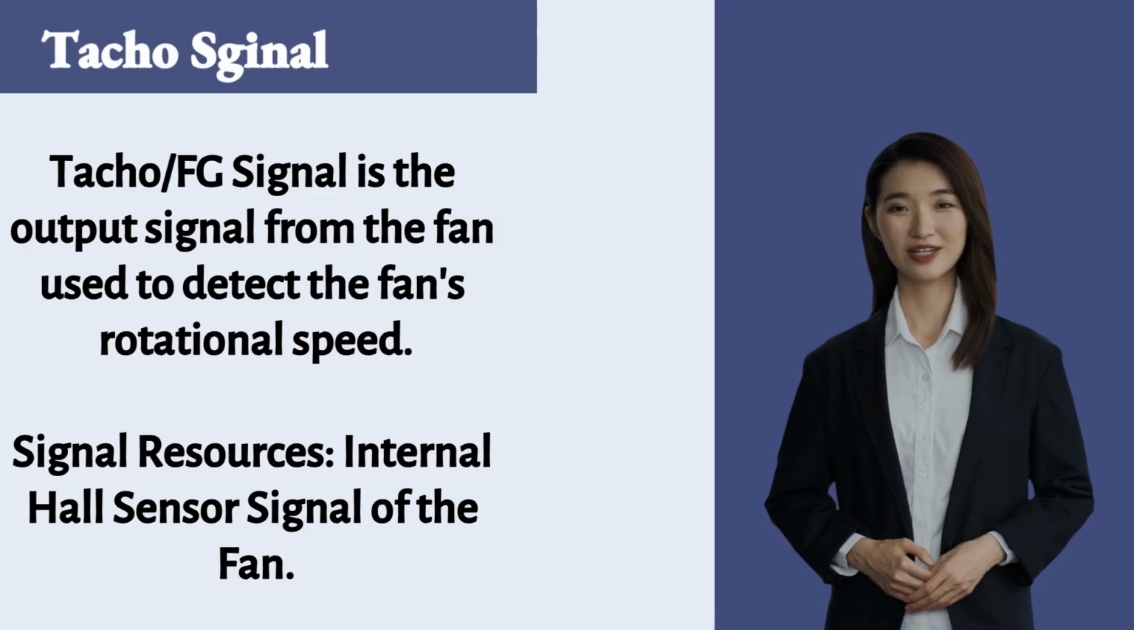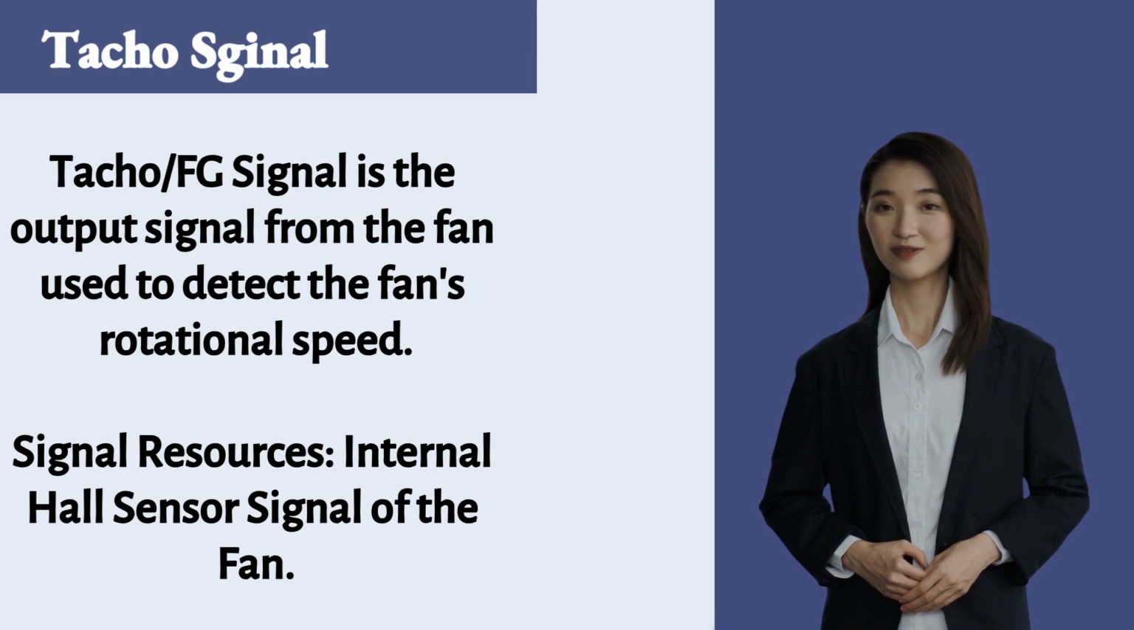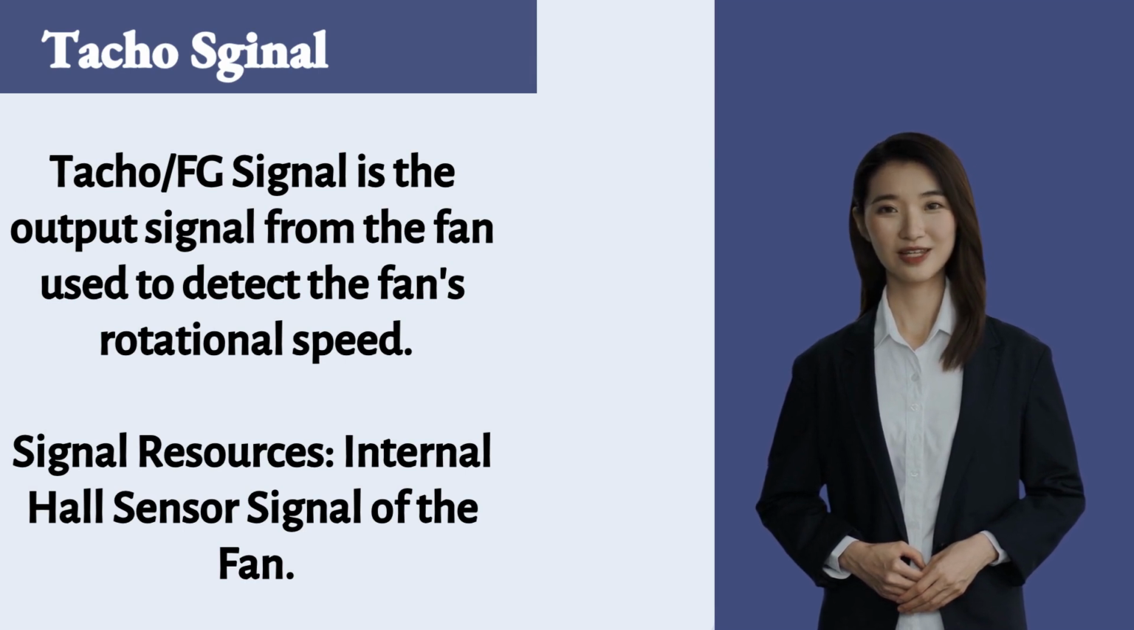How? Let's come to TACO signal. TACO signal, also called FG signal, is the output signal from the fan used to detect the fan's rotational speed. Its signal source comes from the internal Hall sensor signal of the fan.